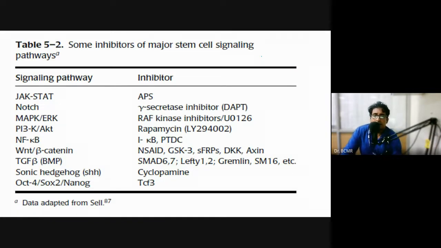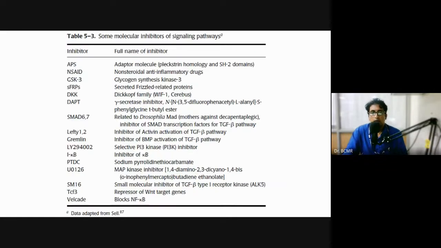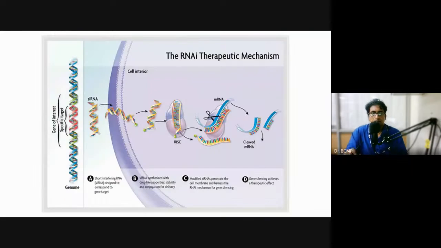And there are many stem cell inhibitor proteins that people have been using. We don't have to mug up the names, but try to know that this is how we can attack. Anytime somebody gives you a situation, you should be able to think of strategies about how best we can approach and treat or solve that problem. So you can look at this table. I'm not going to discuss much about it.